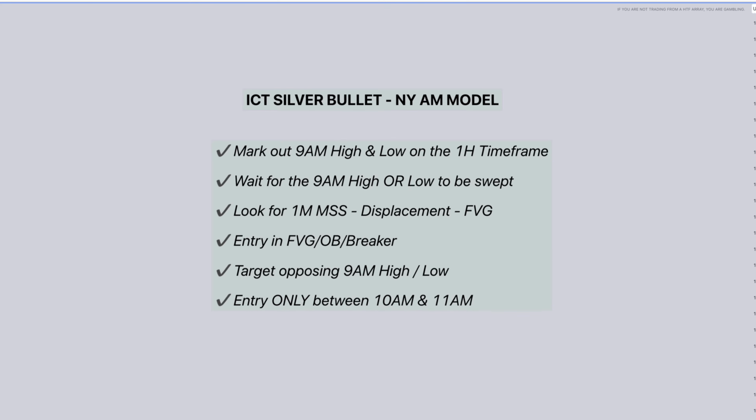This video we're going to talk about the ICT Silver Bullet. First we're going over the framework, we're going over some examples, then I will be live backtesting this exact framework inside FX Replay. So without further ado, let's dive in.